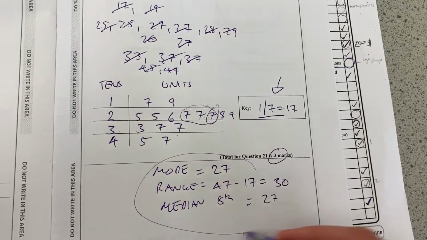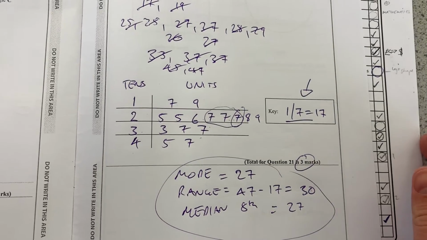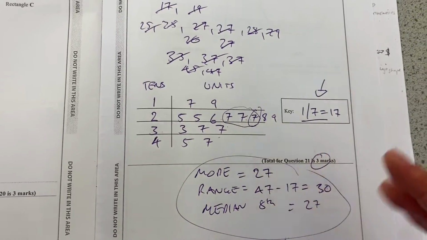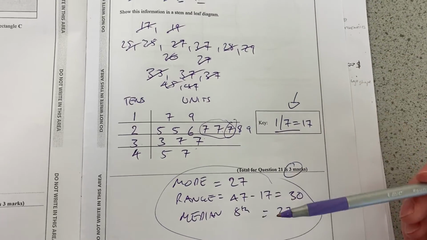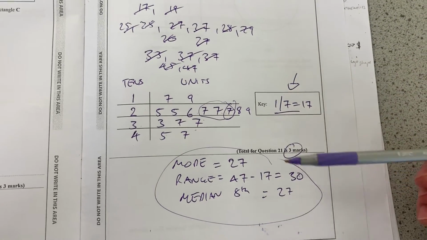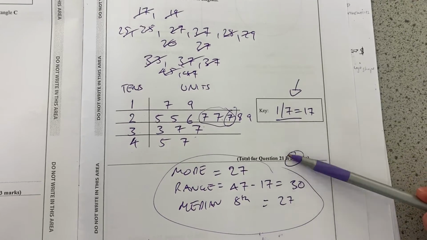So yes, I've kind of gone beyond the question here, but it is useful to see why a stem and leaf table is useful. You can find out more information there. But that's those 3 marks there.